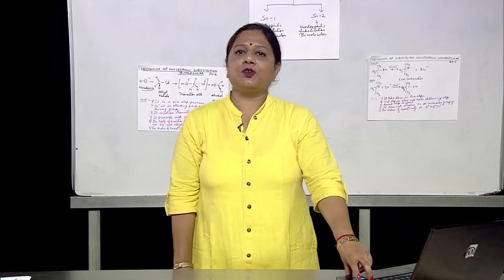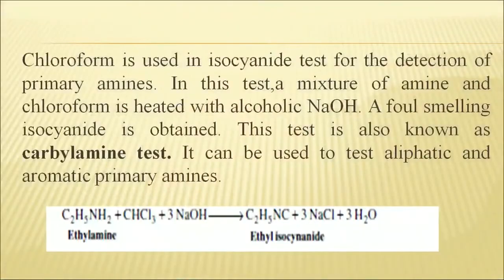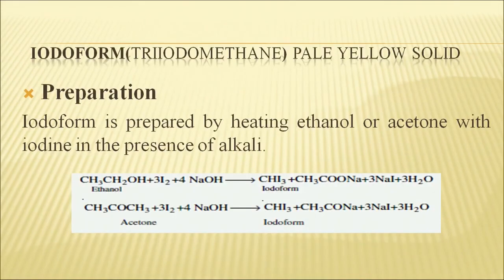Next, chloroform is also used in the isocyanide test for the detection of primary amines using alcoholic KOH, which you are going to study further in the chapter on amines. Next is iodoform, which is also called triiodomethane, a pale yellow solid which can be prepared by heating ethanol with iodine and NaOH. You get CHI3. In further chapters to come, you will understand the preparation of iodoform.